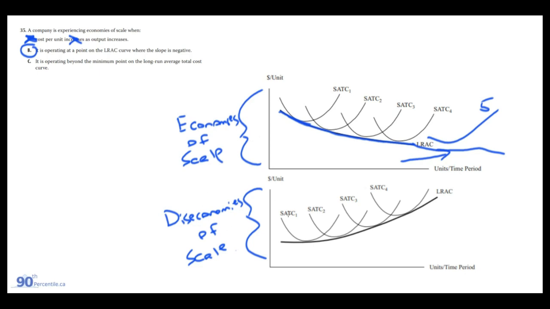On the flip side of that, you might have different cost makeups. So the shape of the curves here is just for a company that can't produce as efficiently. And here they're actually increasing their cost per unit as they keep expanding. So this would be diseconomies of scale, which is actually what we had in A right here.